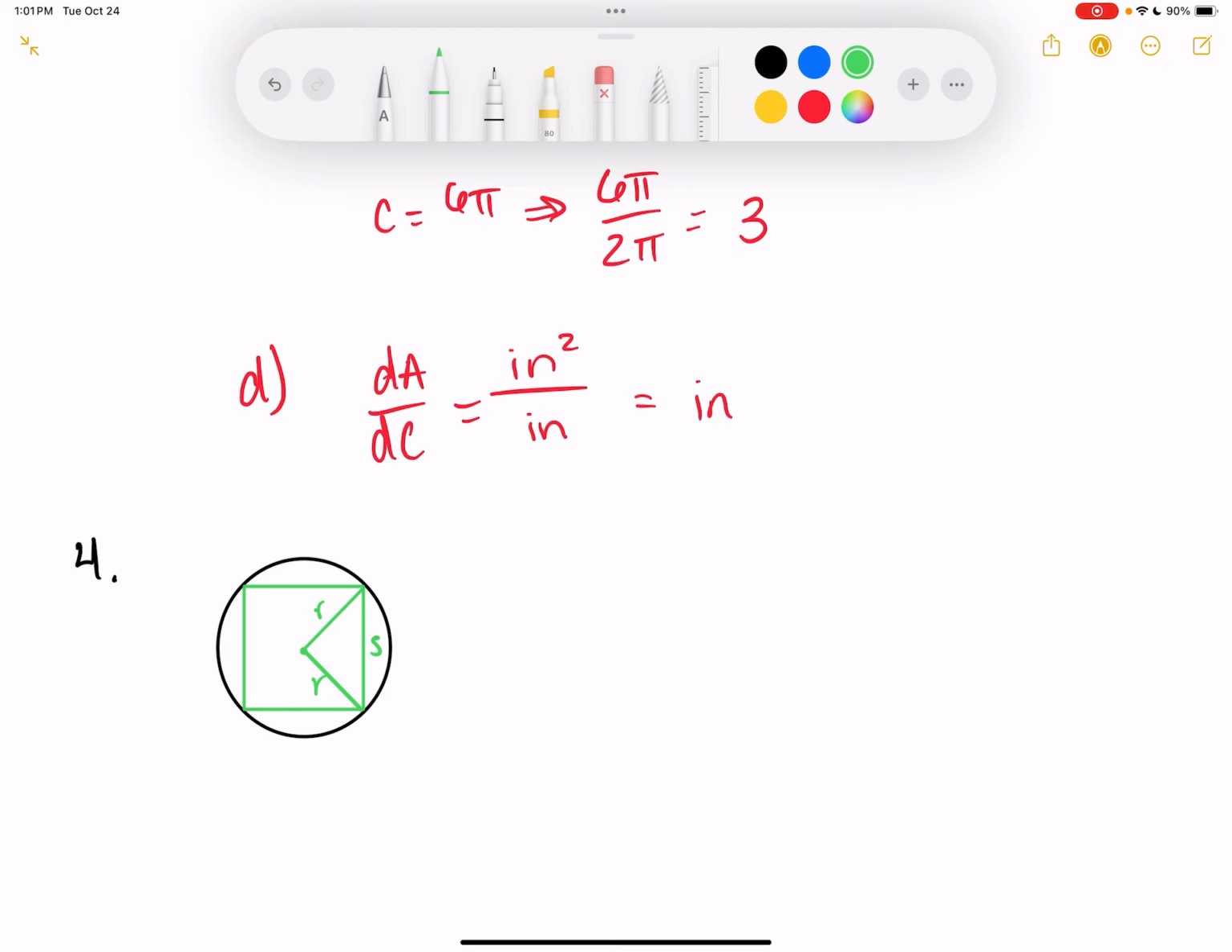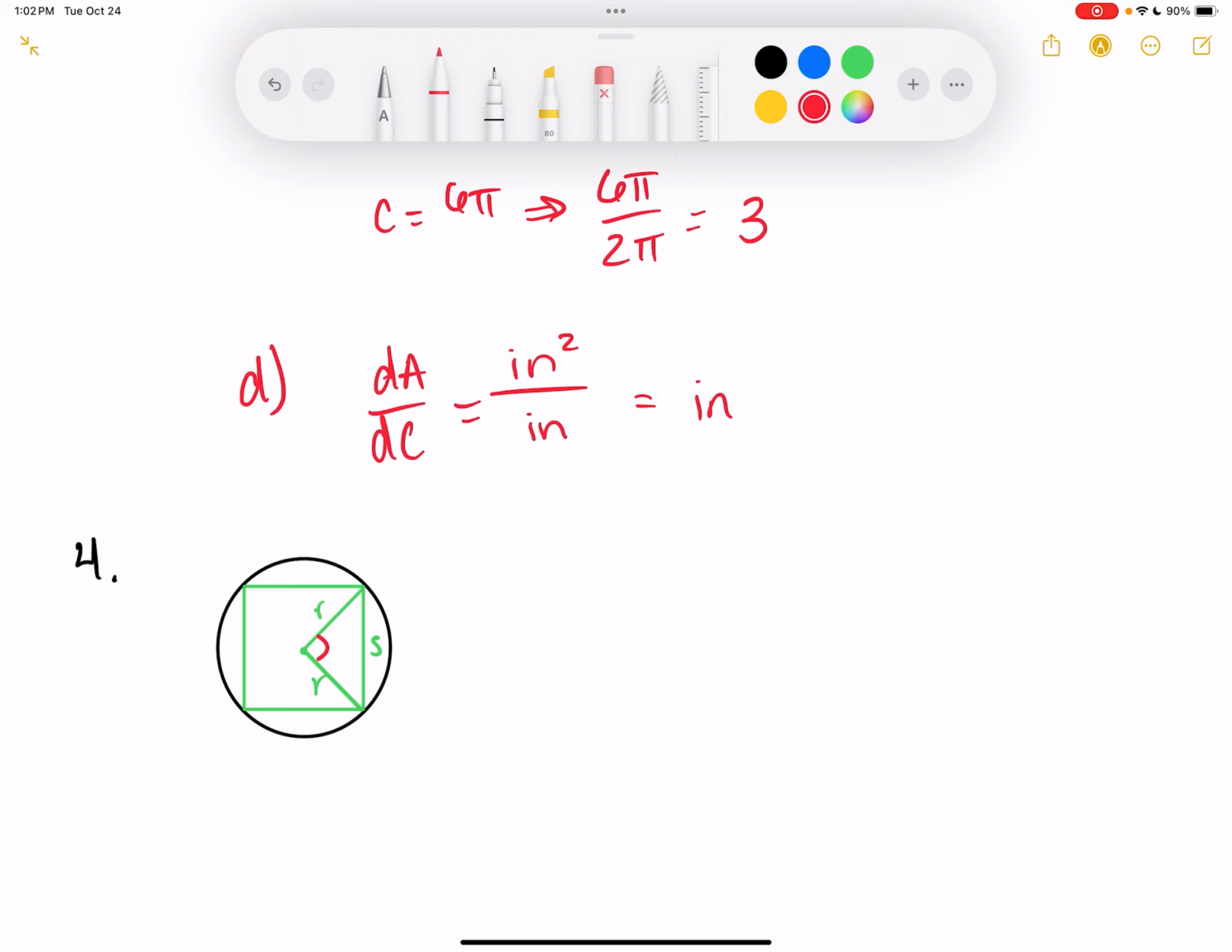Alright, so I have a square inside of a circle. The square has side length S. The radius of the circle, which happens to also be half of the diagonal of the square, is R. So I have R, R, and S. What do we know about this shape right here? It's a triangle. What type of triangle? Right. Well, yes, also isosceles, technically. It could potentially be equilateral, but we don't know that yet.